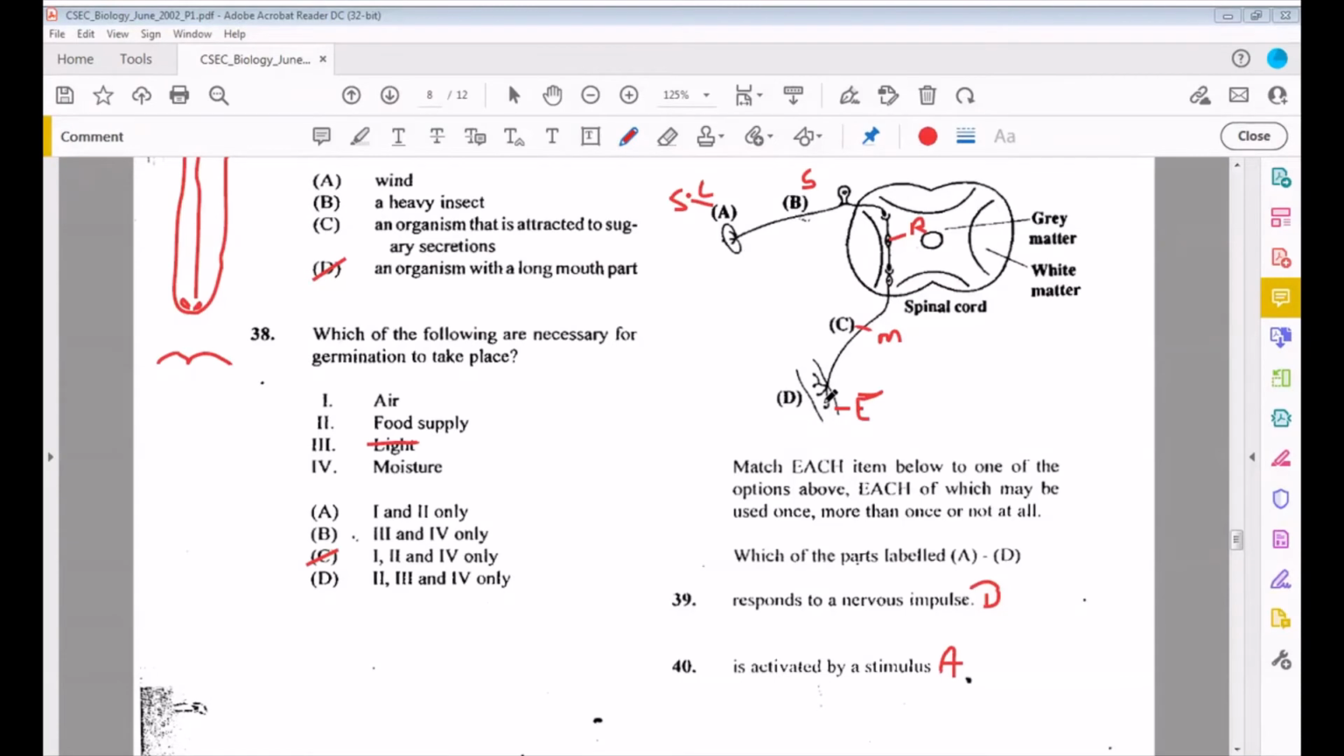And 40, which of the parts labeled is activated by a stimulus? The answer is A, which is our sensory cells. So that is what gets activated and sends on the message or starts up this whole chain reaction here.